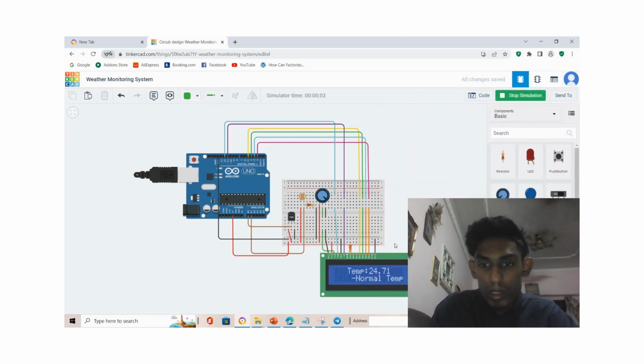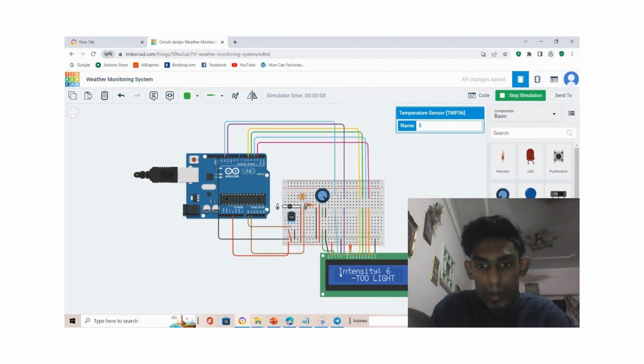So in the monitoring system now, the temperature is 24, so normal temperature, and the intensity is too light. If we increase the temperature to 124, too high, and if we reduce the temperature to negative 40, too low.